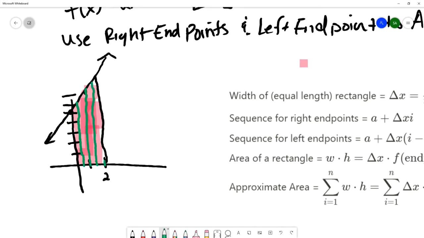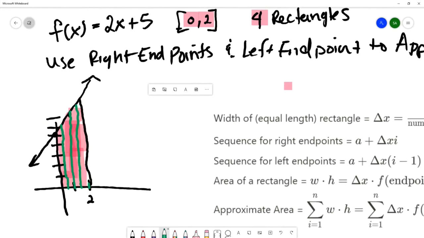And it says that I should use right endpoints and left endpoints to approximate. So we're going to have an approximation using the right endpoints and the left endpoints. I was specifically asked to do the left endpoints. So if I use the left endpoints, I'll be finding an area that is a little bit smaller than the actual area.